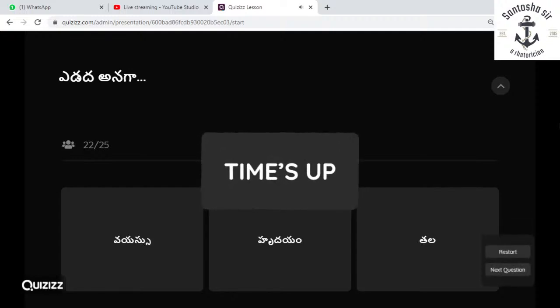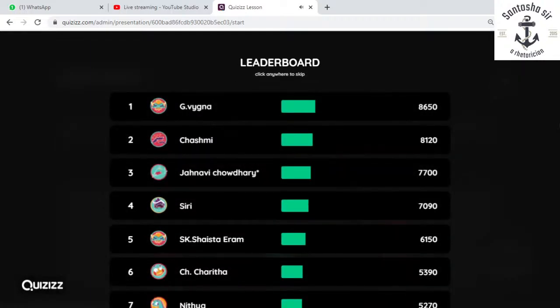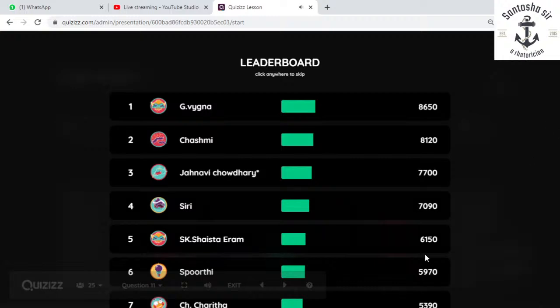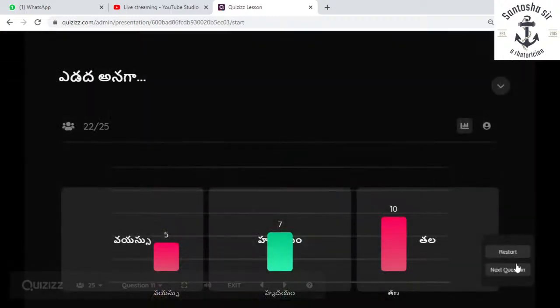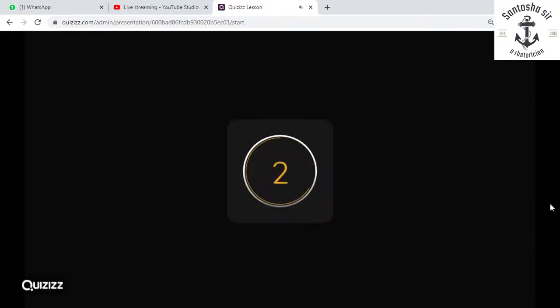There ends the time. 22 members answered out of 25 participants. Sixth position was replaced with a new person there. 7 members answered this question correctly and 10 members made a mistake. Moving on to 12th question.